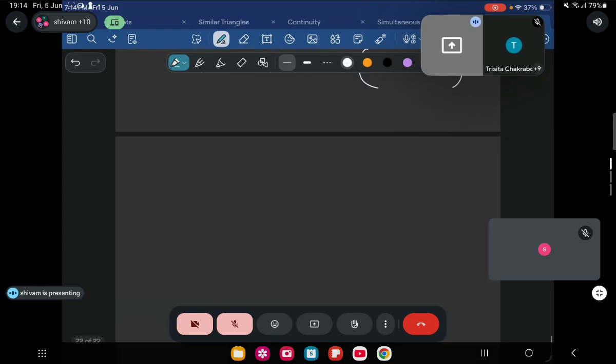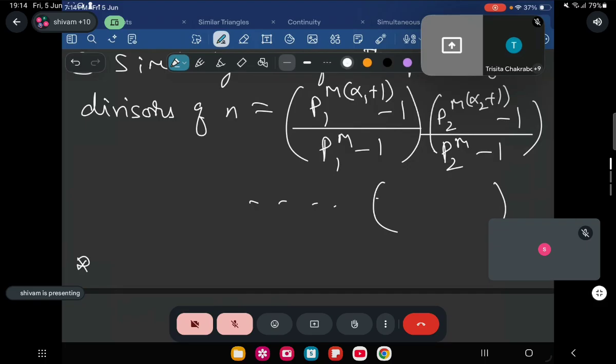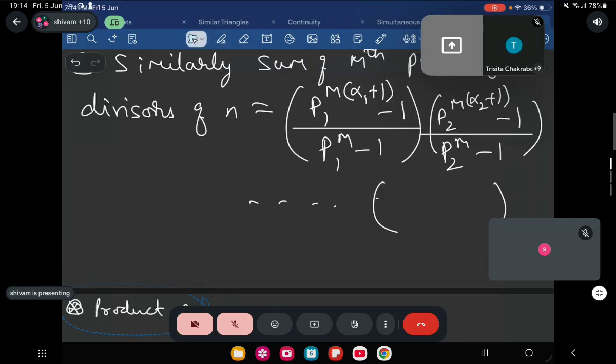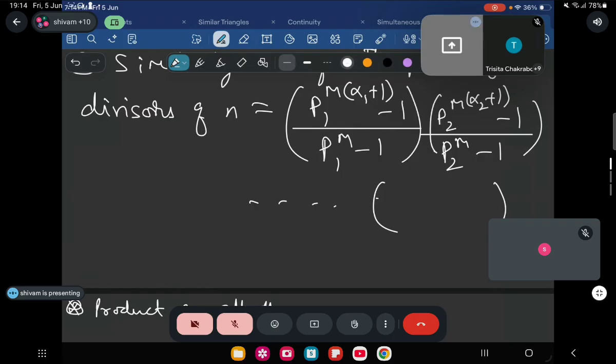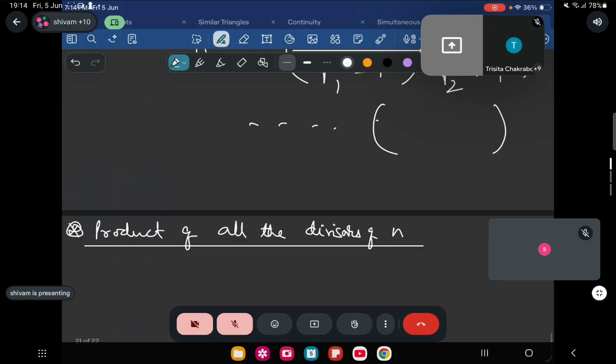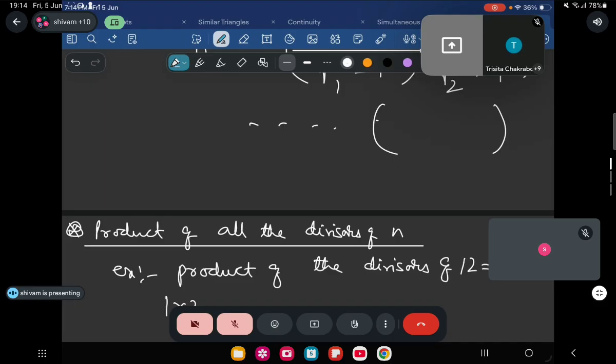Next, product of all the divisors of n. For example, if I talk about 12, the product of the divisors of 12 will be equal to 1 into 2 into 3 into 4 into 6 into 12.